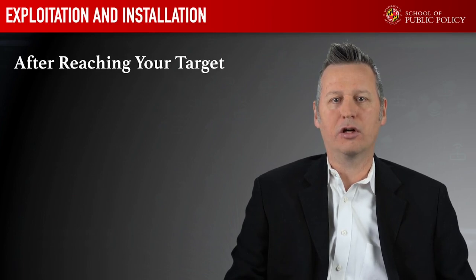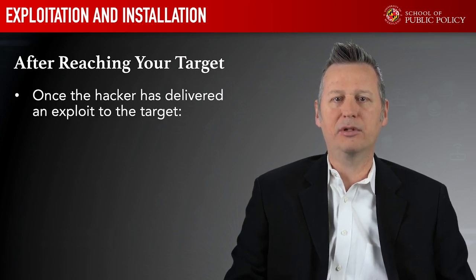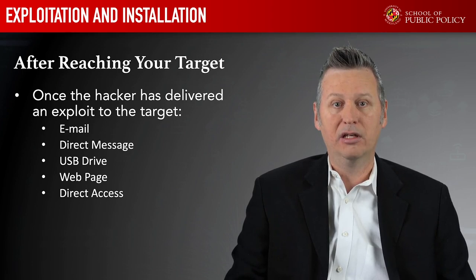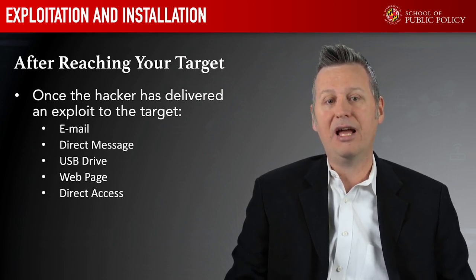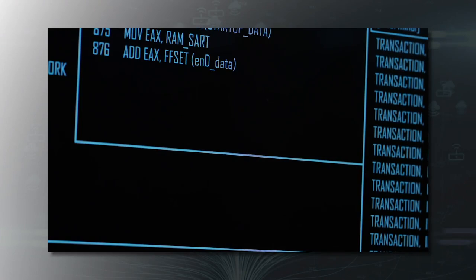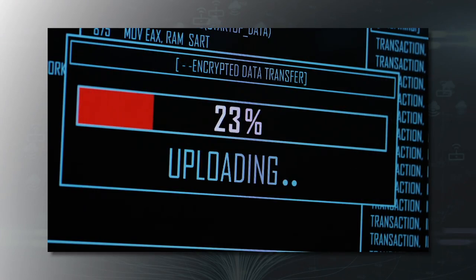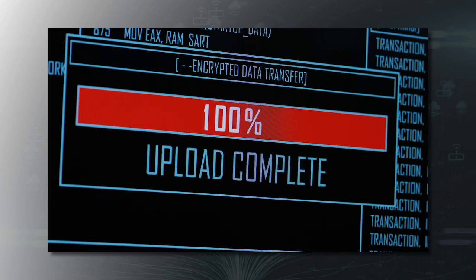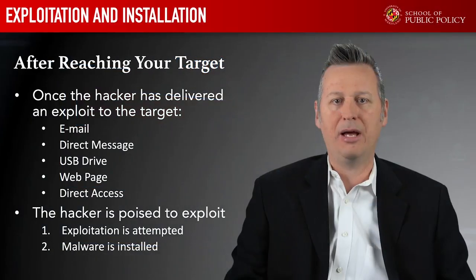So once we've reached our target, remember, we've now delivered our exploit. We've delivered that exploit to the target through a variety of different means, and those could include everything from sending a direct email, which we call spearfish, a direct message through social media, a USB drive, even compromising a web page, or even having direct access to the machine itself. The hacker is now poised to exploit the device. The exploitation is attempted against that device that you're now in contact with. And if successful, malware is installed, bad software, and we'll come back to that in a minute.